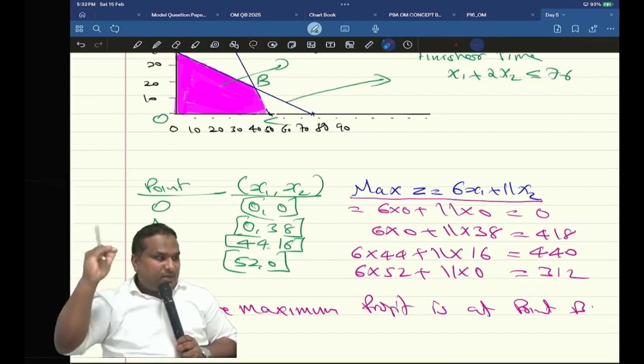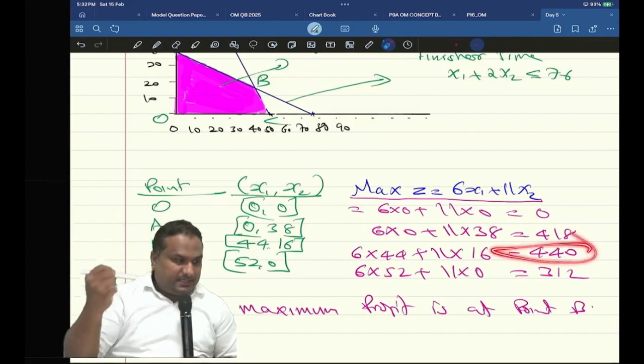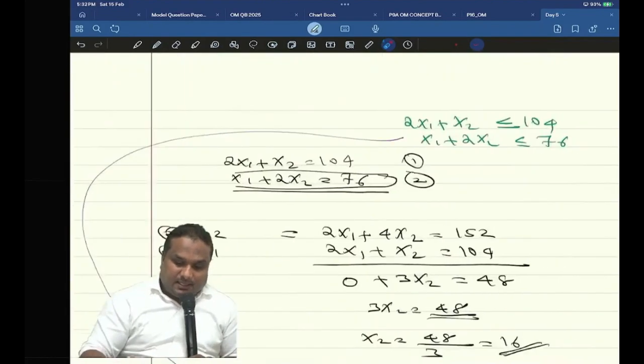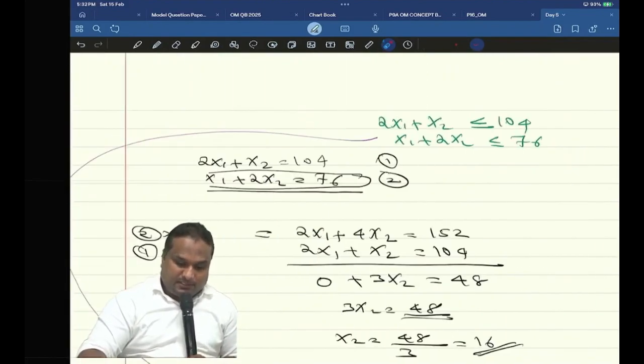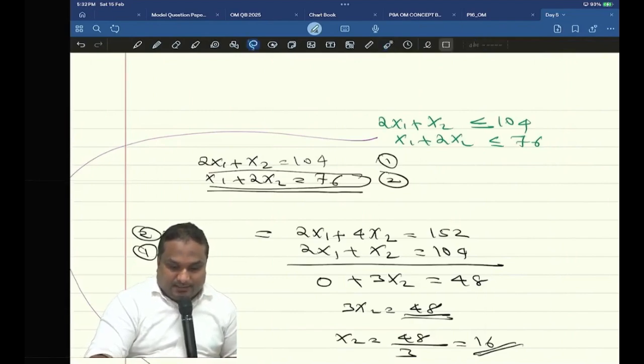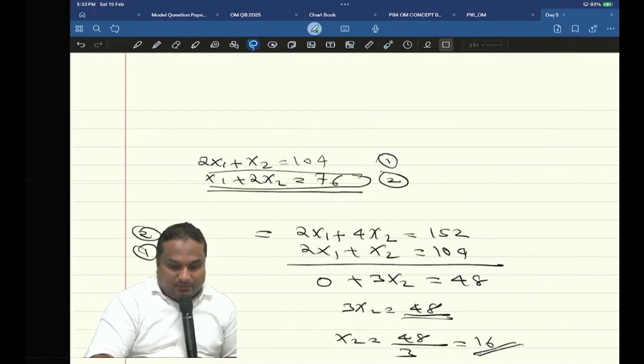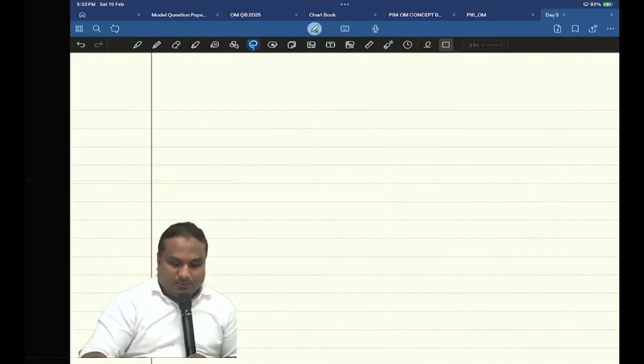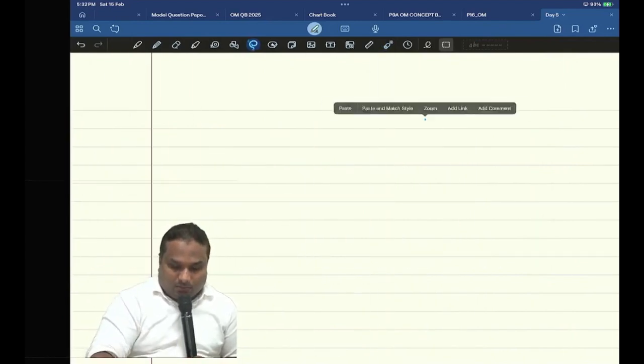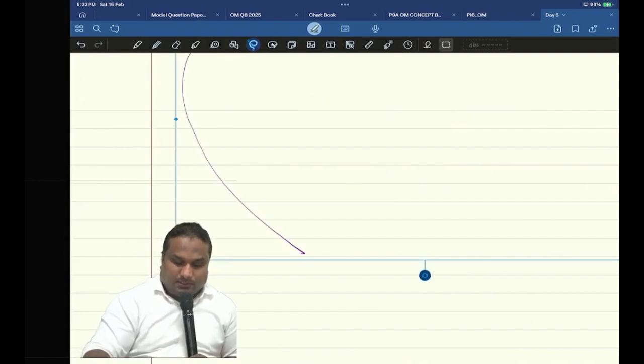Now, this is the best answer. Now I am going to do some interpretation and analysis. Listen to me carefully. After doing the analysis, I will teach you how to solve this question in MS Excel.